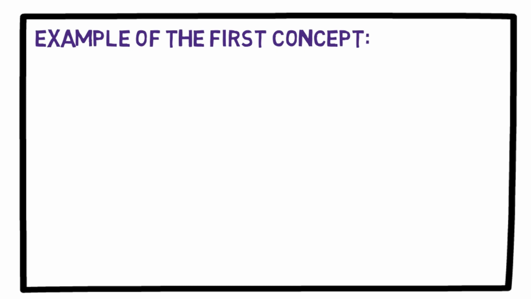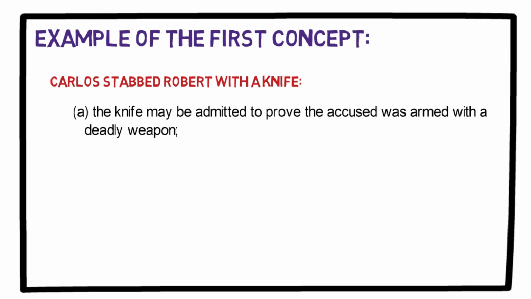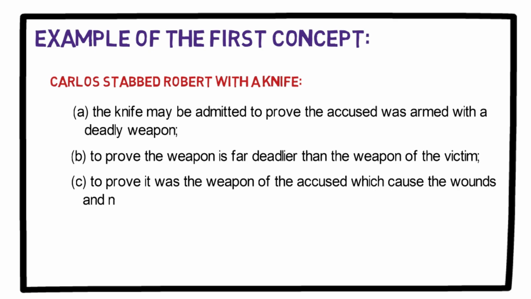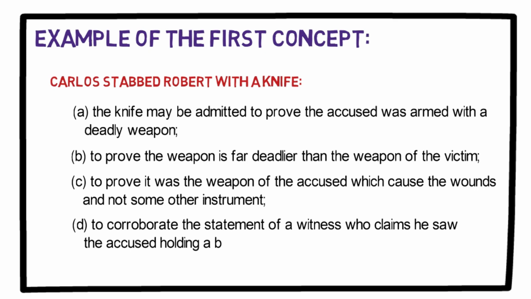Example of the first concept. Carlos stabbed Robert with a knife. Here, the weapon used, which is the knife, can be admitted in evidence for several purposes, such as the knife may be admitted to prove the accused was armed with a deadly weapon. To prove the weapon is far deadlier than the weapon of the victim. To prove it was the weapon of the accused which caused the wounds and not some other instrument. To corroborate the statement of a witness who claims he saw the accused holding a bladed instrument.